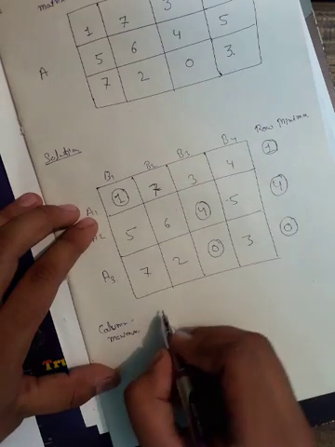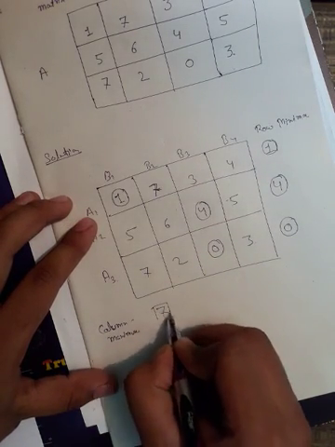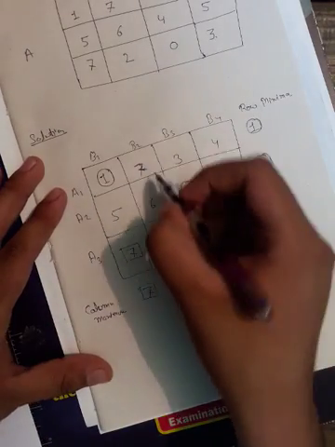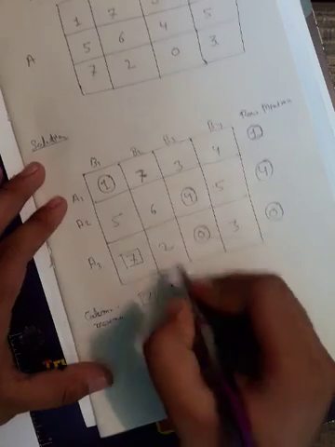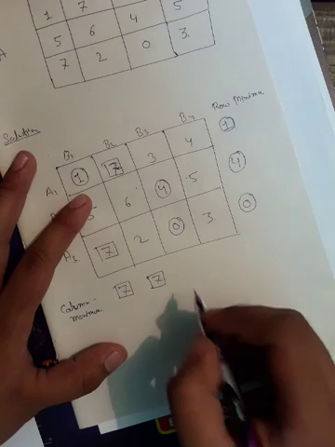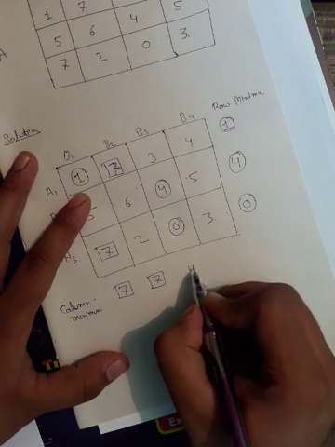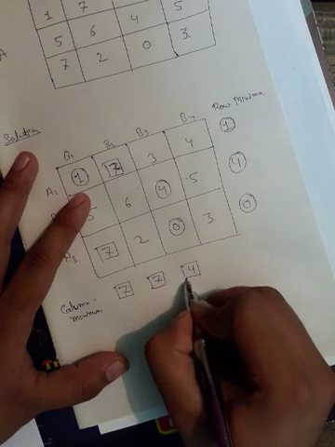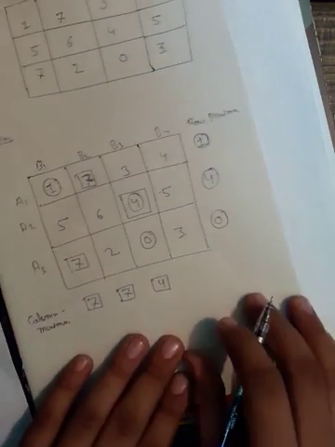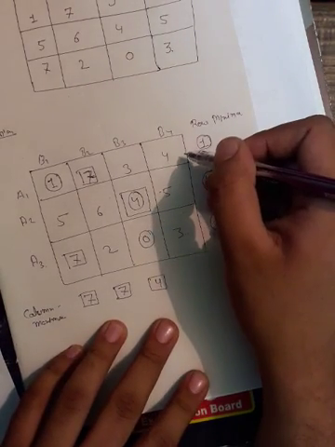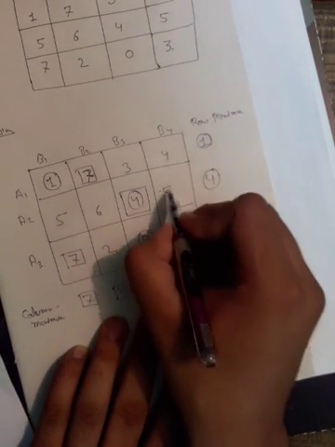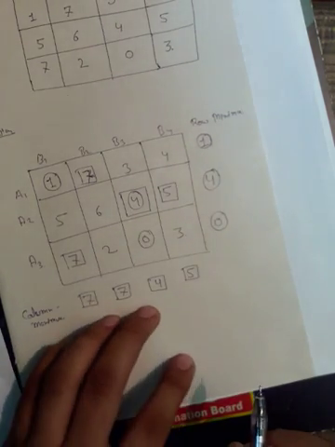In the first column we have the maximum value 7 and we mark it by a rectangle. Here also mark it by a rectangle. In the second column we have the maximum value again 7, mark it by a rectangle. In the third column we have the maximum value 4, mark it as a rectangle. In the fourth column the maximum value is 5, mark it as a rectangle.